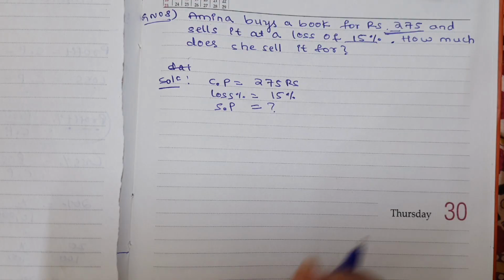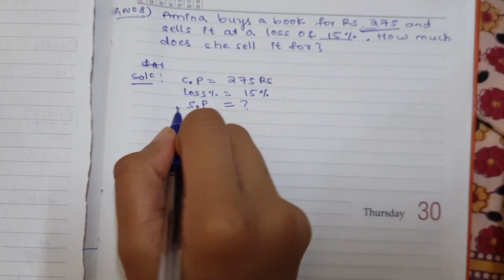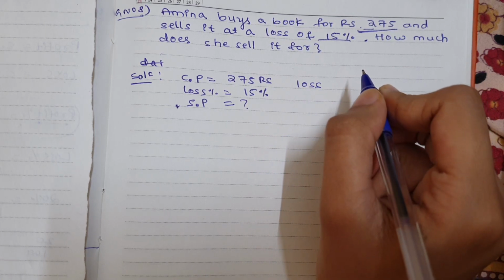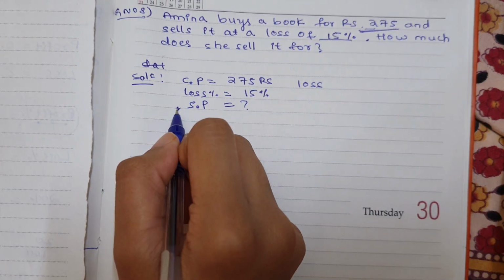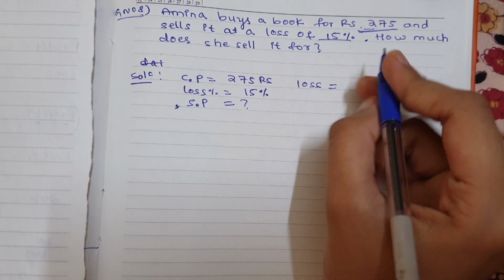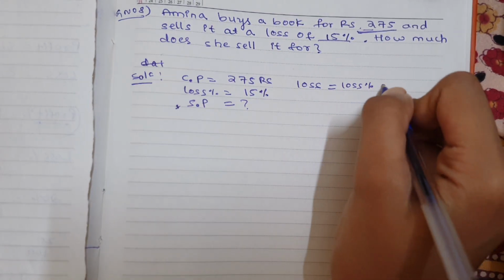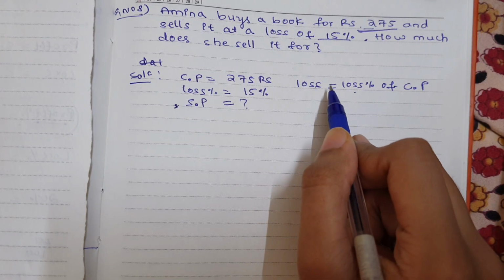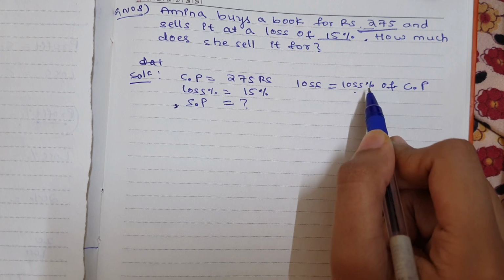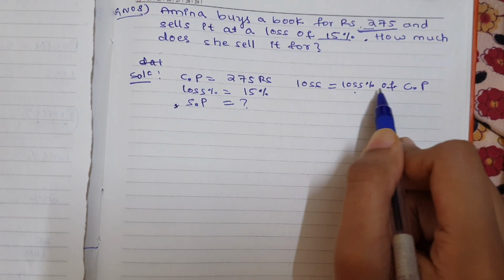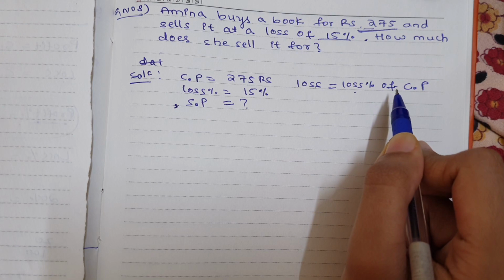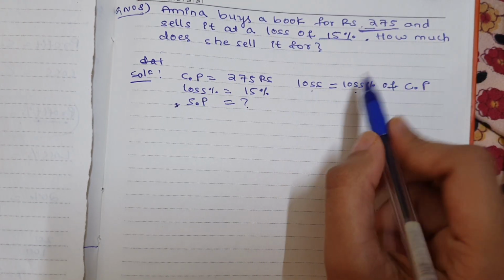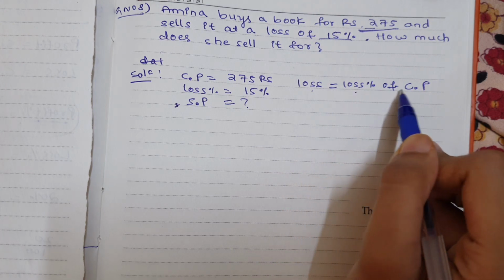Selling price is how much? Before calculating the selling price, we have to find the loss amount. If we get the loss amount, we can easily find the selling price. So loss is equals to loss percent of CP. In question number 6, to find the profit amount, we wrote a similar kind of formula, that is profit percent of CP. But in this case, we want a loss amount. So we are writing loss is equals to loss percent of CP.